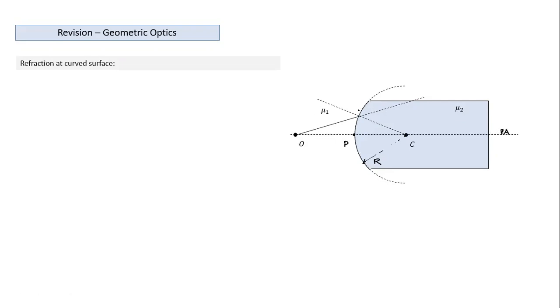So, refraction at the curved surface, we will not go into the derivation. Let's understand in terms of what the formula is and how to use that formula. This is the formula on the screen, and let's understand from here. In this case, what are the things which are relevant? The ray is traveling from mu1 to mu2. So this is the object medium. This is the image medium, the observation medium.